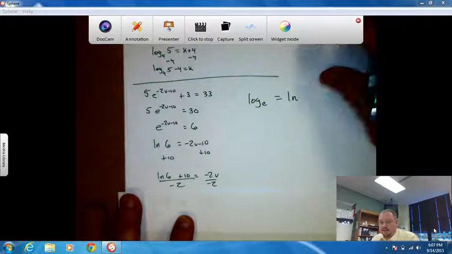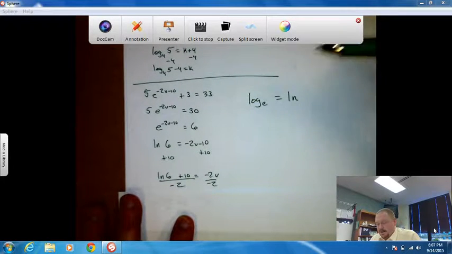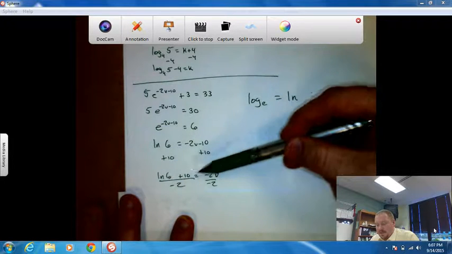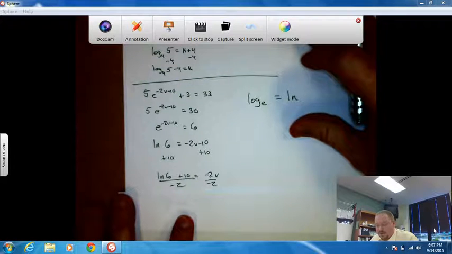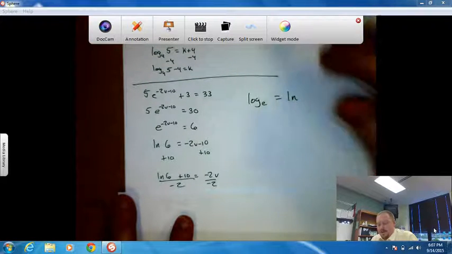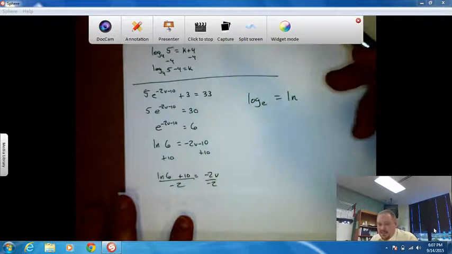Now, if you choose, you can simplify this. You can divide both of these parts by negative 2 if you so wish. But remember, you cannot touch that 6. It's inside the log.